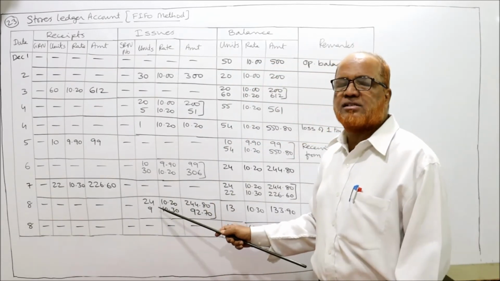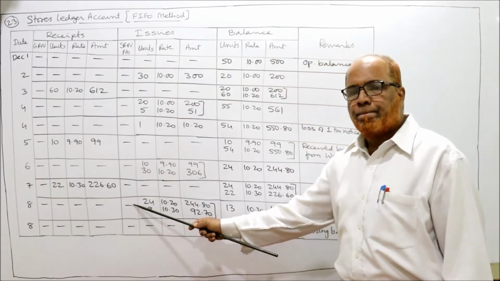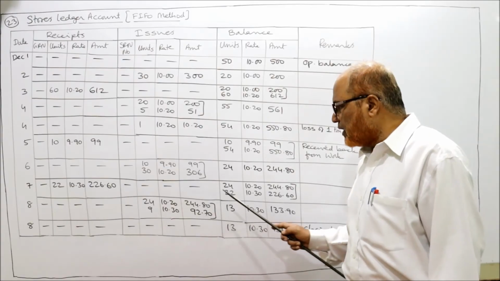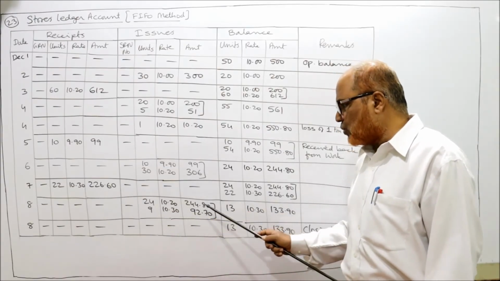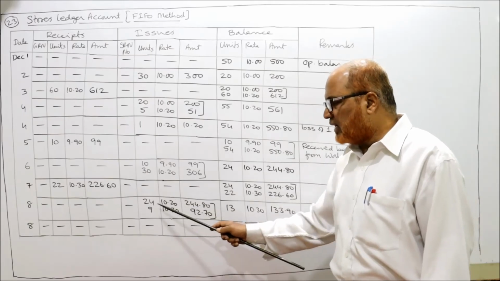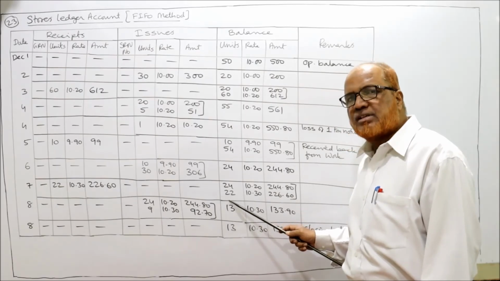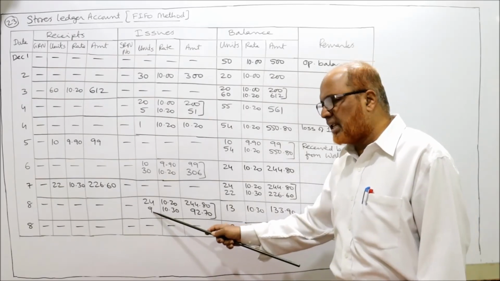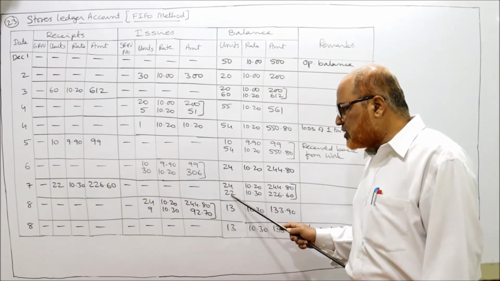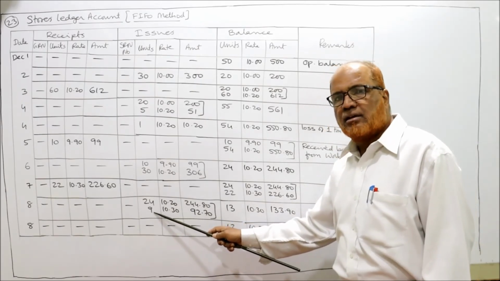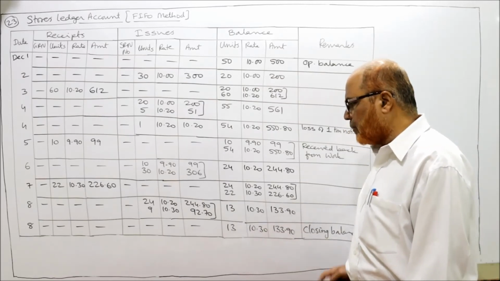33 tons is given in the problem. 33 tons are issued on 8th. So 33 tons, how will we issue? The first lot 24 we will issue fully at 10.20, 244.8. Now 33 minus 24, you will get 9 tons. So these 9 tons will be issued from the second lot. So out of 22, we will issue 9 at 10.30, 92. The remaining, 22 minus 9, is 13 tons at 10.30, so 133.90.